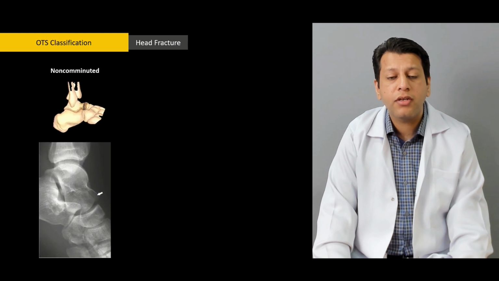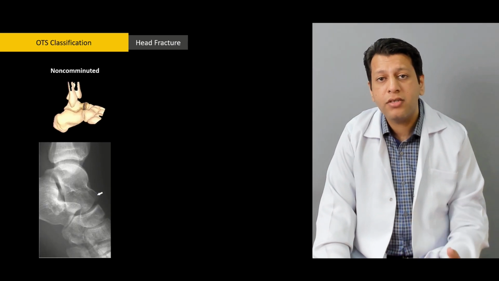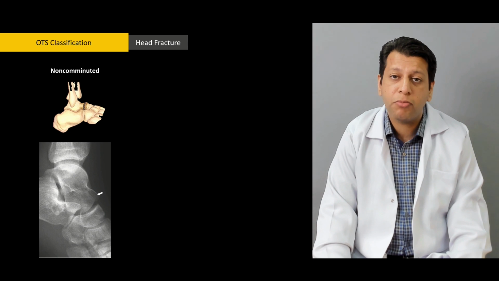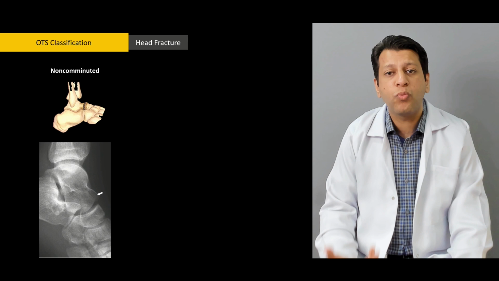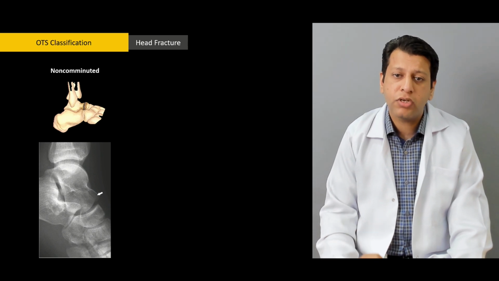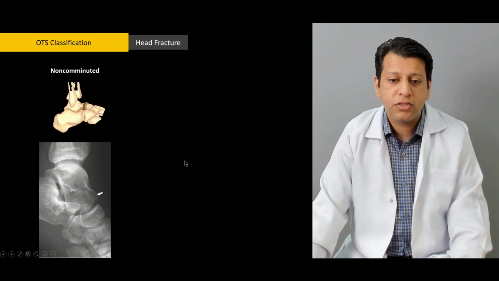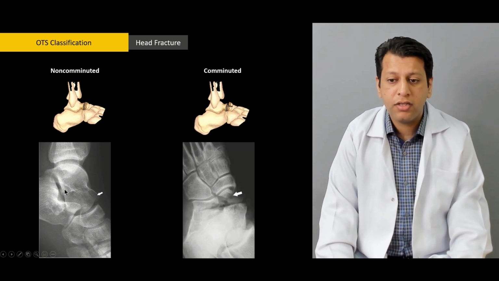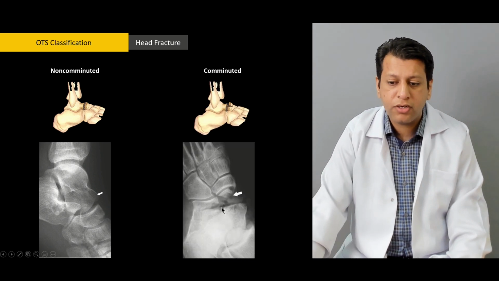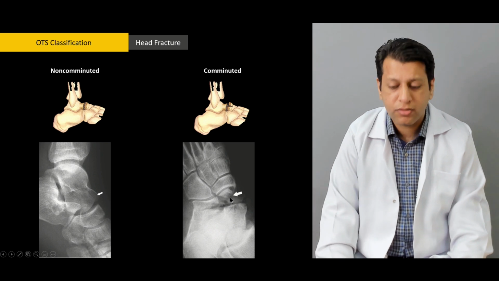Now, another way of classifying these fractures is whether they are comminuted or non-comminuted, and whether they involve the subtalar joint or the tibiotalar joint. This is a non-comminuted fracture, where a single line passes over here, but it involves the subtalar joint. The other is comminuted. You can appreciate that almost the whole of the talus is broken up due to the comminution, and this involves the joint as well.